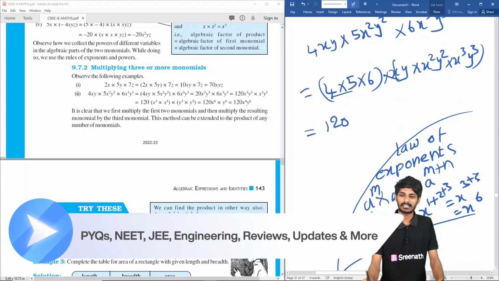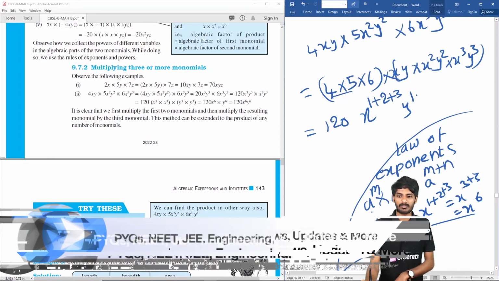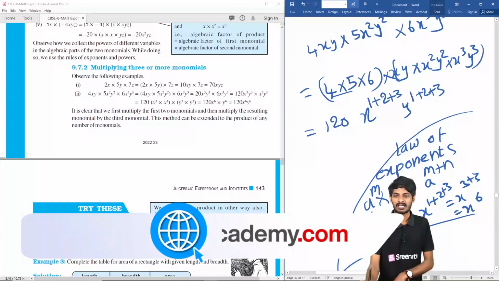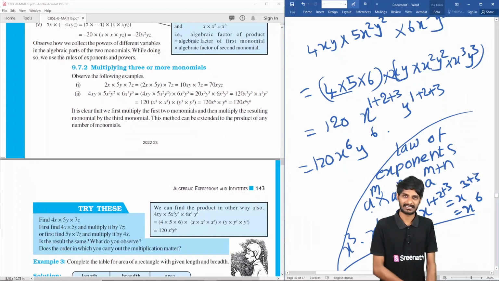So if you do that, here there is x, here is x square, and here is x cube. So x is there with power 1, power 2, and power 3. Next there is y, with power 1, power 2, and power 3. So it is 120 into x power 1 plus 2 plus 3, which is x power 6, and y power 1 plus 2 plus 3, which is y power 6. So that is the way of multiplying more than two monomials at the same time, students.